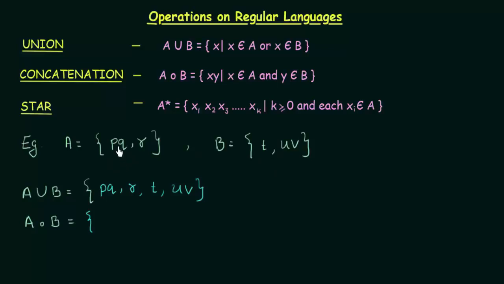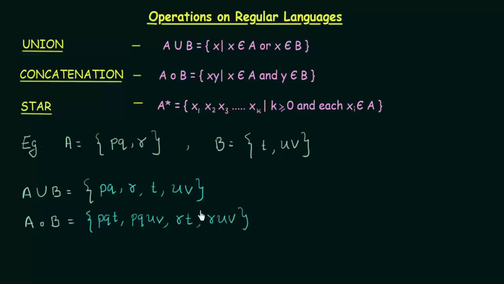So how can I perform the joining? I could join PQ and T. I have joined them together, that means I have concatenated it. Then in the same way I can join PQ and UV, and in the same way I can join R and T, and then I can also join R and UV.